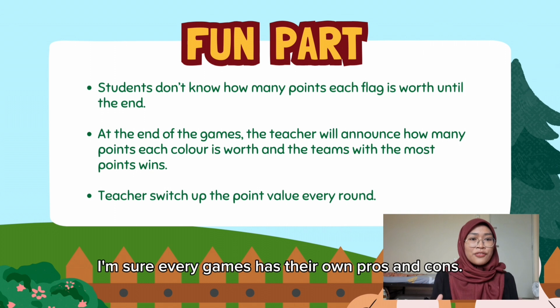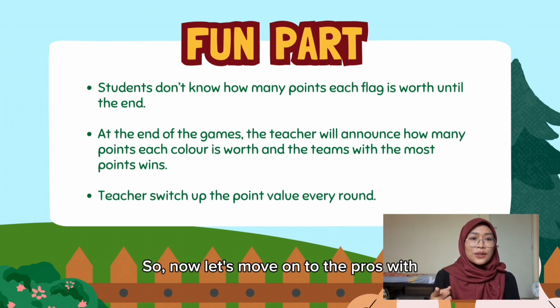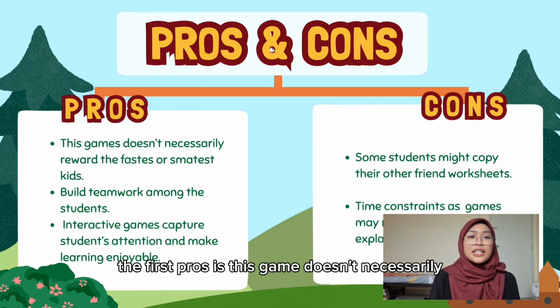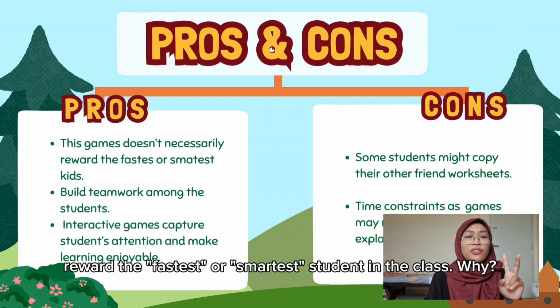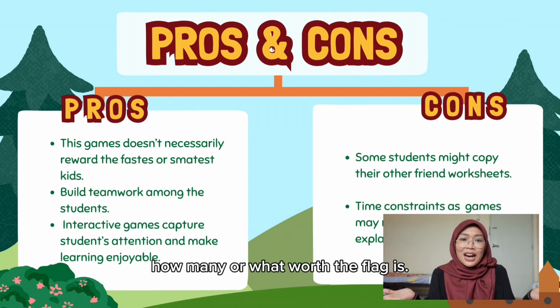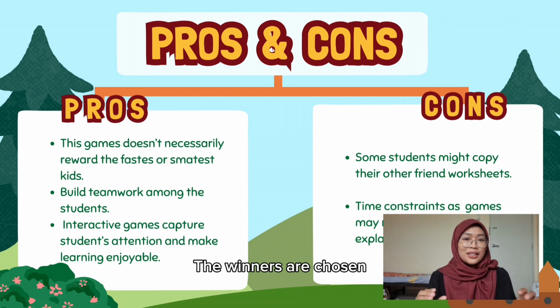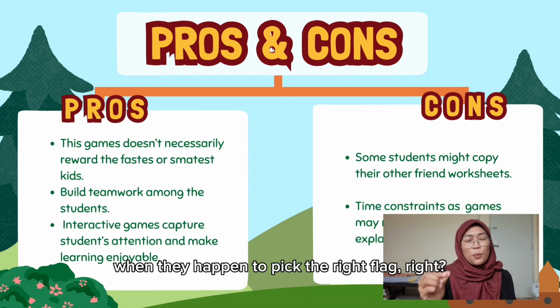I'm sure every game has its own pros and cons. So now let's move on to the pros first. The first pro is that this game doesn't necessarily reward the fastest or smartest student in the class. Why? Because they don't know how many points or what value the flag is. The winners are chosen when they happen to pick the right flag, right?